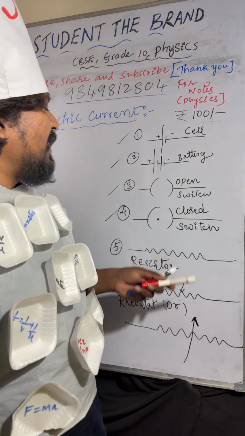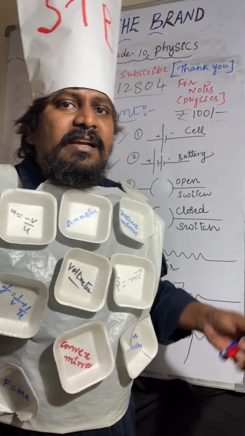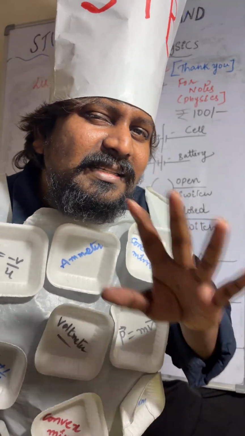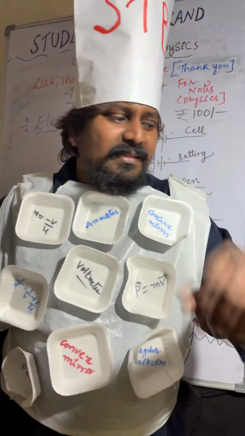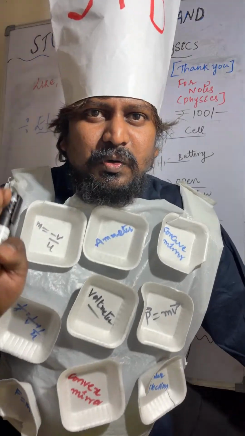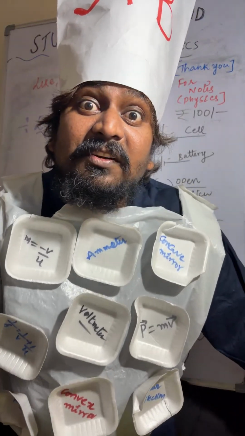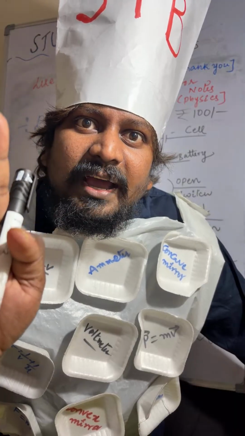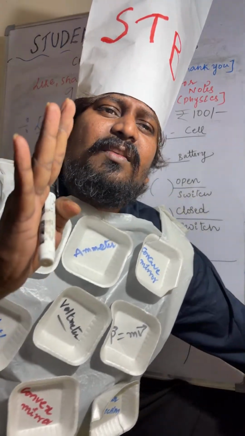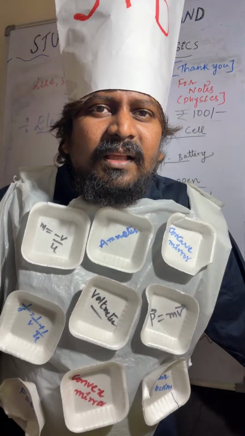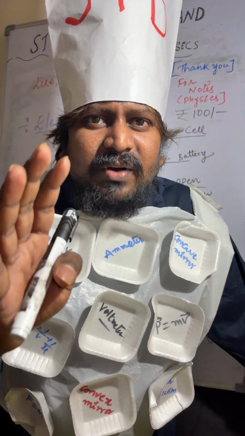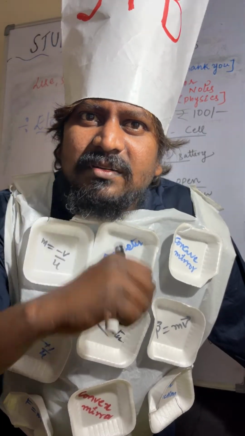Cell, battery, open switch, closed switch, resistor. Do you know what we mean by resistor, and what we mean by resistance? Resistor is the device which is used to oppose the electric current. Resistance is the phenomenon of opposing the electric current. The phenomenon of opposing the electric current is called resistance. The device which is used to oppose the electric current is called resistor.